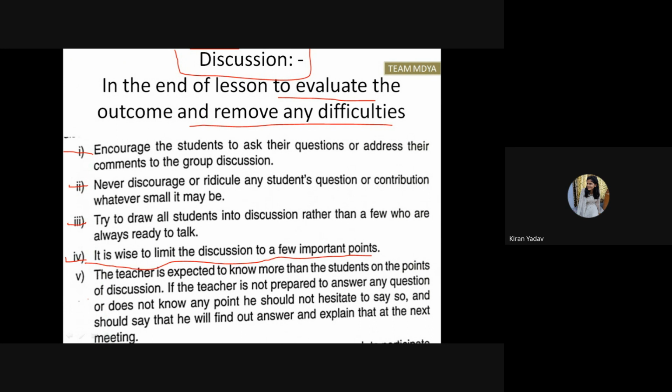Next point, the teacher is expected to know more than the students on the points of discussion. But if a teacher does not know something, then he can say, I will answer you this in the next class. A good teacher should never hesitate while saying so, and should say that he will find out the answer and explain it at the next meeting.